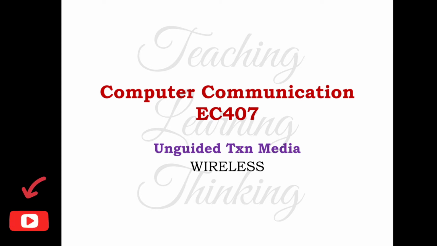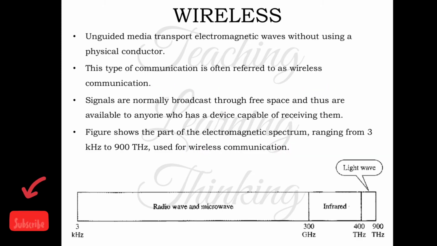So this is the second topic of transmission media, that means unguided transmission media. Before this class we completed the guided transmission media, and today we are going to discuss the unguided transmission media, that is wireless transmission media. Unguided media transport electromagnetic waves without using a physical conductor. There is no physical conductor for this unguided transmission media, and this type of communication is often referred to as wireless communication. Signals are normally broadcast through free space and thus are available to anyone who has a device capable of receiving them.